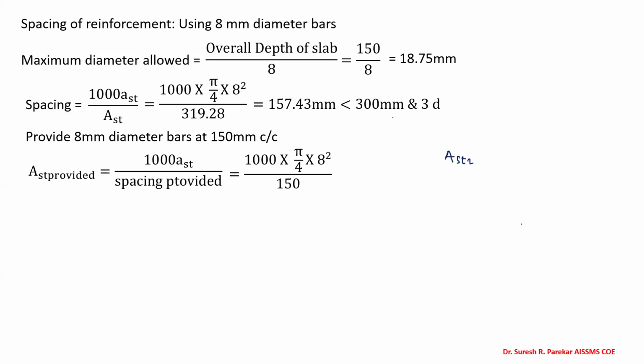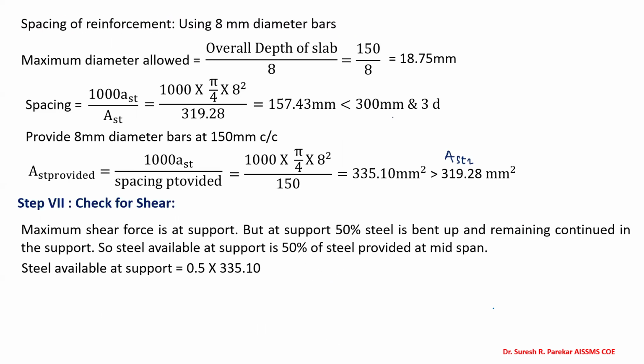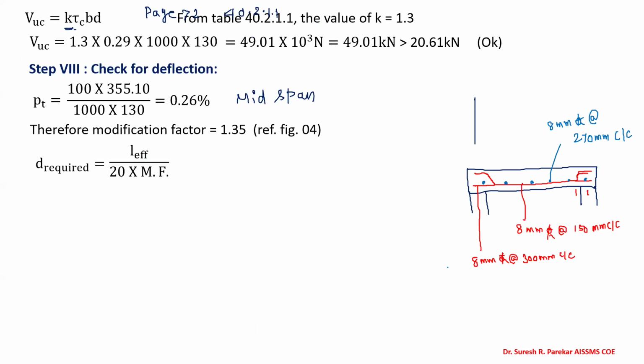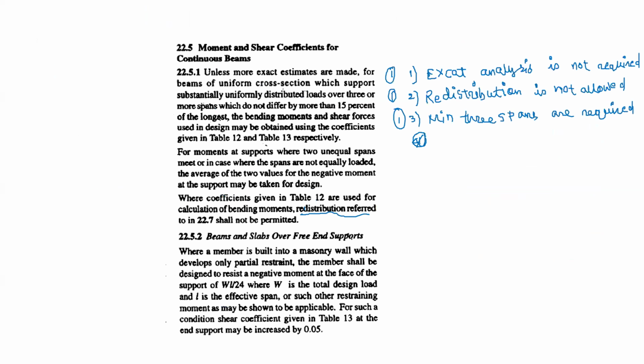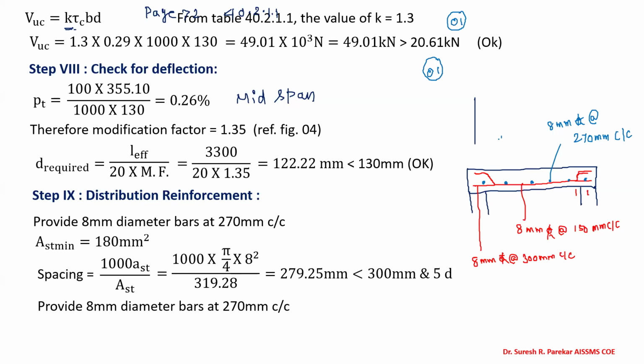Then shear check, we have 1 mark, 9. Then check for shear, 1 mark. Then check for deflection, we have 1 mark. And there may be changes, and for this diagram we have 2 marks. So some here and there we have.